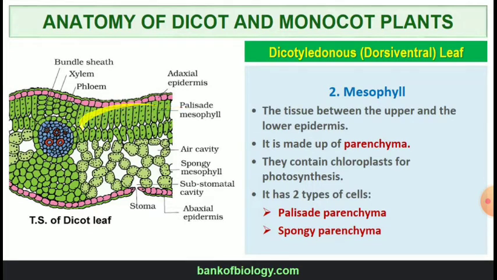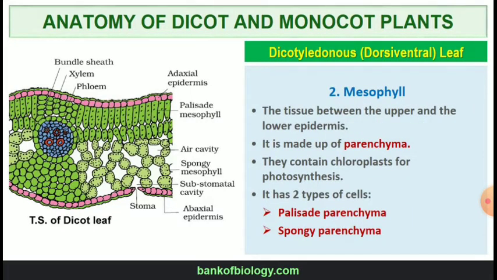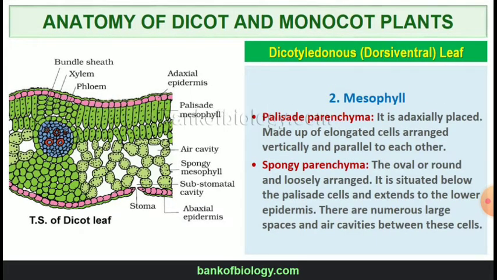These barrel-shaped structures arranged close to each other are the palisade parenchyma or palisade mesophyll, whereas those with larger spaces are known as spongy mesophyll or the spongy parenchyma. So here we can see that the palisade is made up of elongated, larger cells arranged vertically and parallel to each other, whereas spongy parenchyma cells are oval or round and loosely arranged.